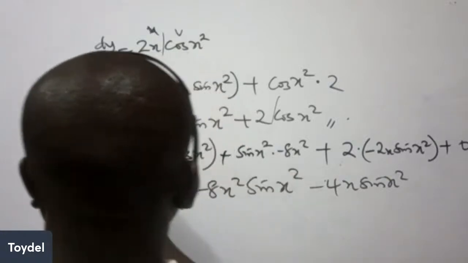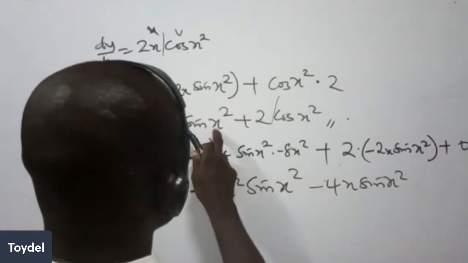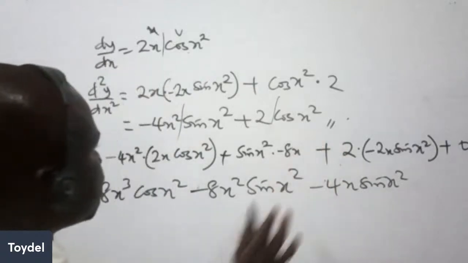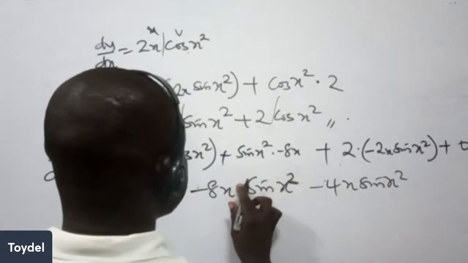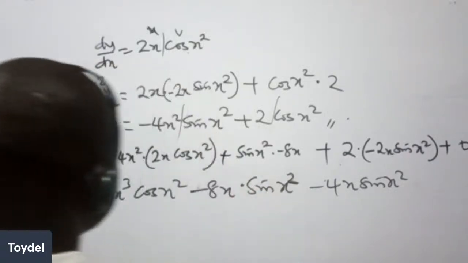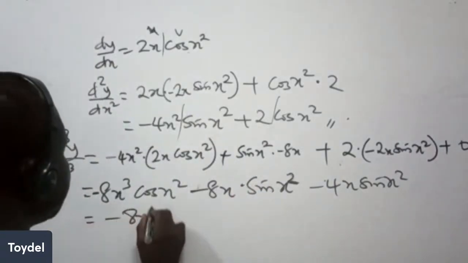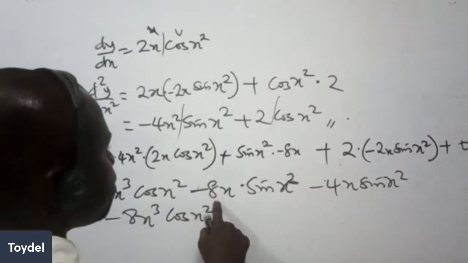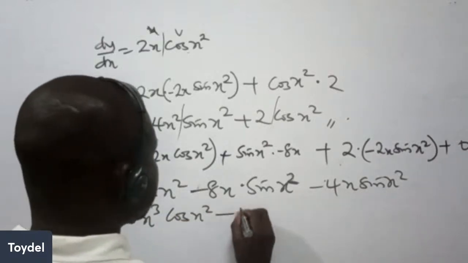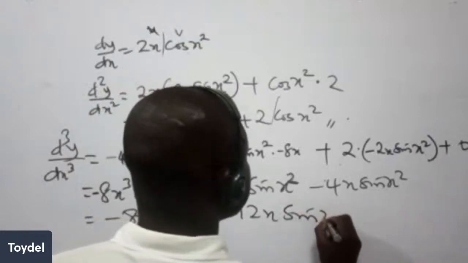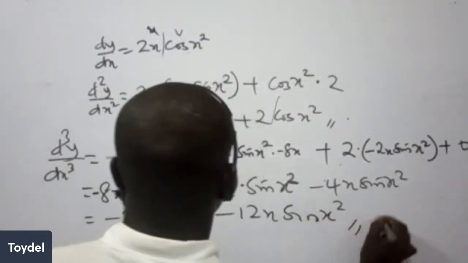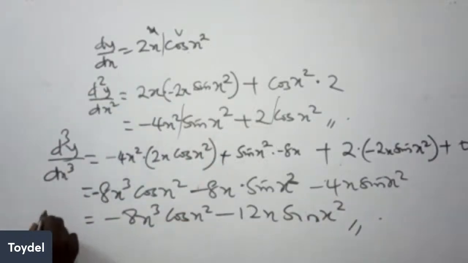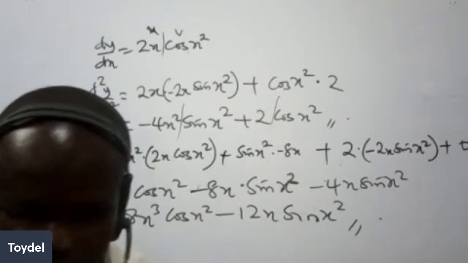So how do I get this? We pick this, you differentiate. We now pick this. If I pick this, it's minus 8x, not minus 8x squared. So here it's minus 8x. That's what I'm going to get. Then at the end of the day, I'm going to get minus 8x cubed cos x squared, minus 8x minus 4x, which gives minus 12x sin x squared. So this is what we are going to get as a final answer. We cannot proceed from here. So d cubed y over dx cubed is given as what we have on the board.